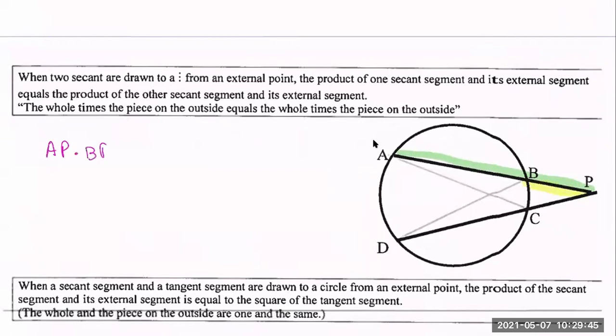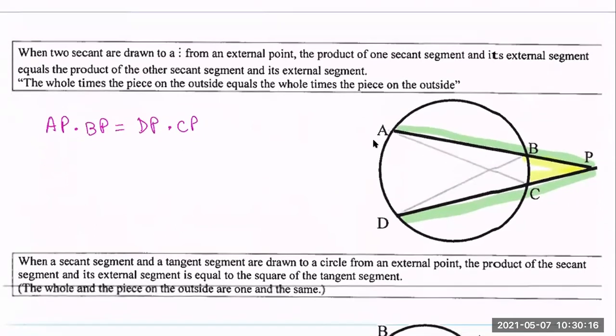Okay, so AP times BP is equal to, and if you set it up the same way, then the green part is the whole entire segment, and the yellow part is the piece on the outside. Okay, so the whole times the piece on the outside equals the whole times the piece on the outside. So go ahead and complete that statement. Just double check that you guys have the correct statement.